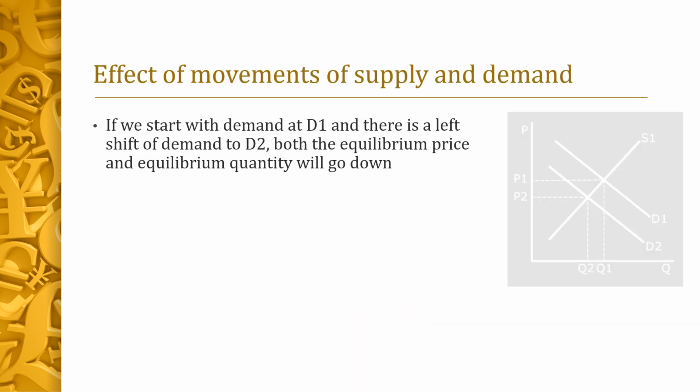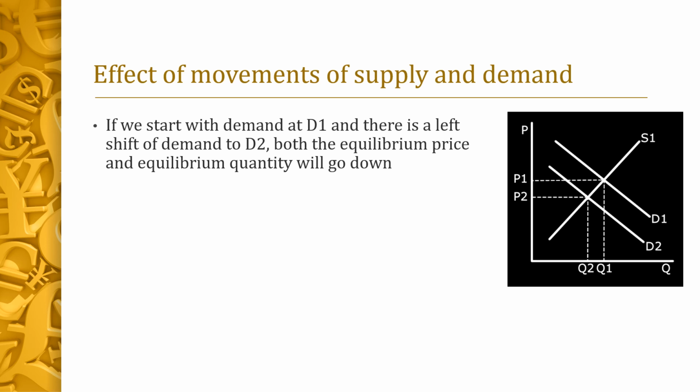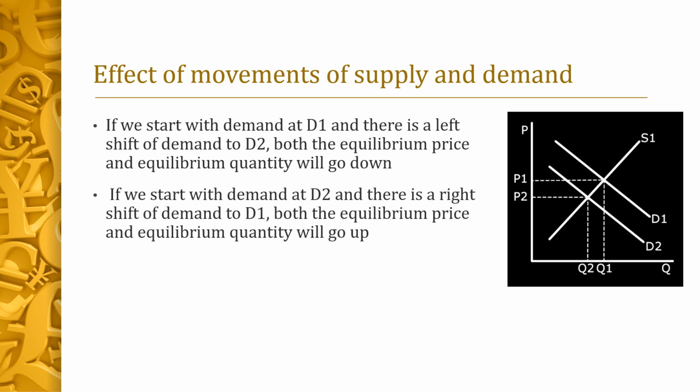If we start with demand at D1 and there is a left shift of demand to D2, both the equilibrium price and equilibrium quantity will go down. So in neoclassical terms, we would expect a left shift of demand to lead to a lower price and a lower quantity being sold. If demand starts at D2 and there is a right shift of demand to D1, both the equilibrium price and the equilibrium quantity will go up. So neoclassicists would expect a right shift of demand to lead to a higher price and a greater quantity sold.